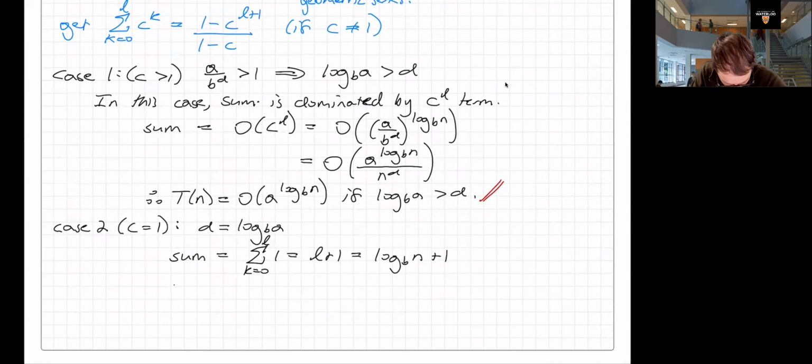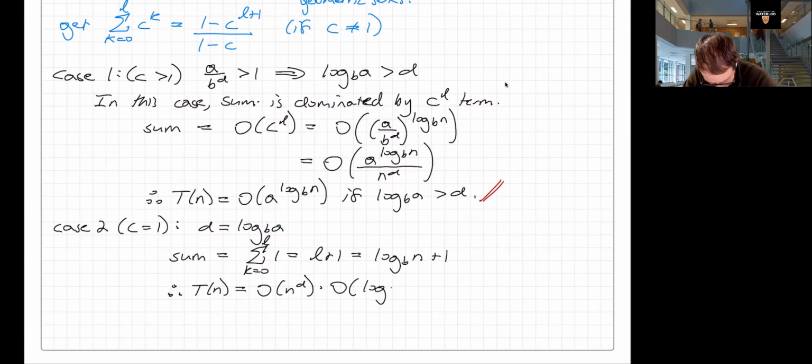And so in this case, I get that T of N is equal to big O N to the D multiplying big O of log base B of N. Log base B of N plus 1 is just big O of log base B of N, because this is a constant and this term grows with N. And so this just equals big O N to the D log of N.